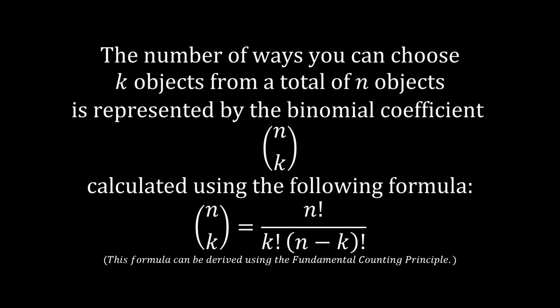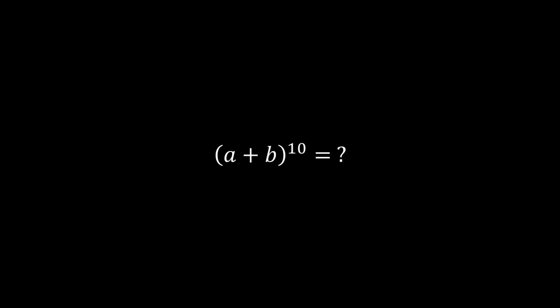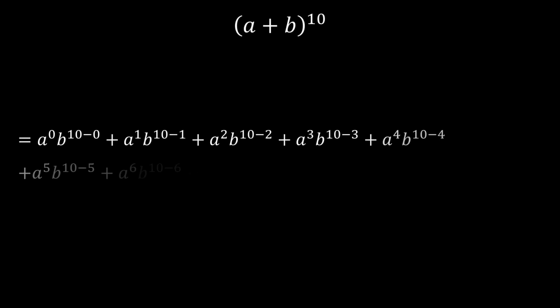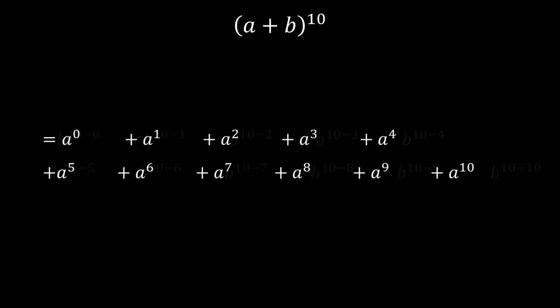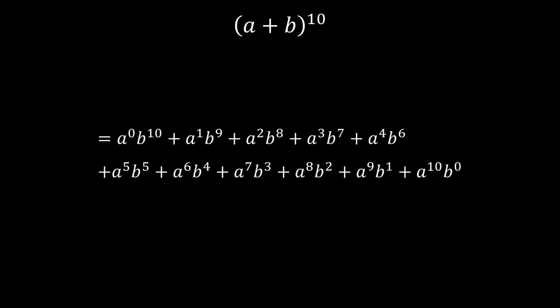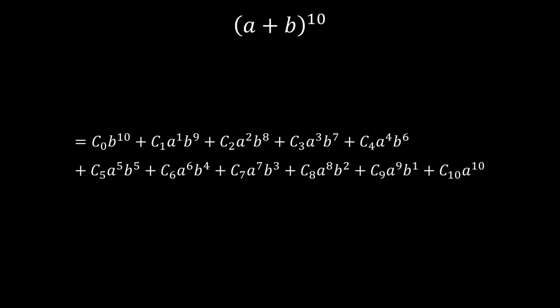So let's put it to the test and try to expand a plus b raised to the power of 10. We know that each term in the expansion will be of the form a to the k times b to the 10 minus k, where k is an integer ranging from 0 to 10. However, some terms might be repeated in the expansion more than once, so we can add a coefficient to each term, which represents the number of times that term is repeated.